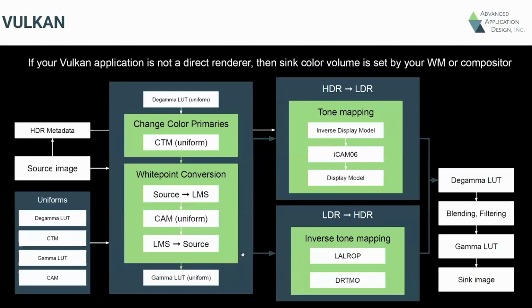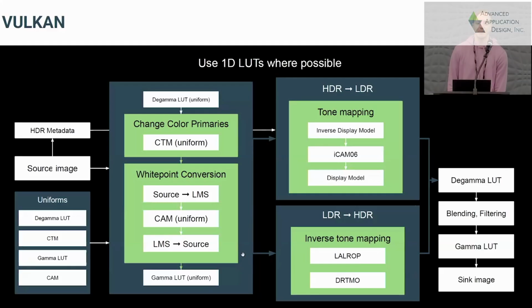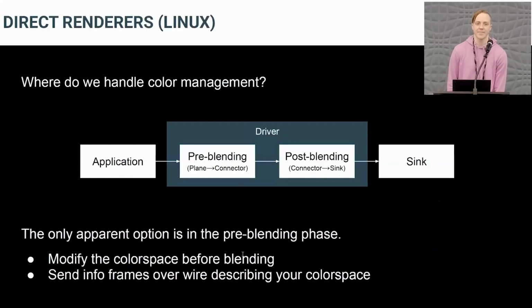So this is just an overview of what the methodology would look like in Vulkan. The only thing I really want to say here is that unless you are rendering directly to the display, you will not have control over your sync color volume. It will essentially be what your swap chain image color space is. And also, you would never really use your EOTFs directly. You would only use them as 1D LUTs.